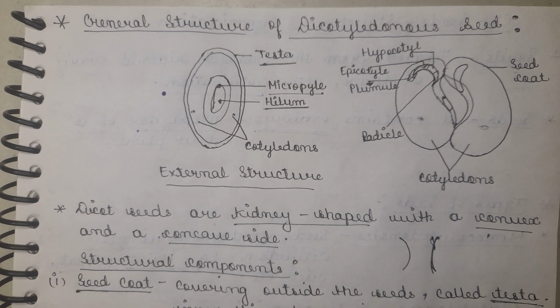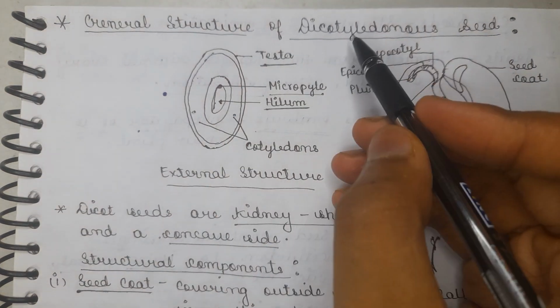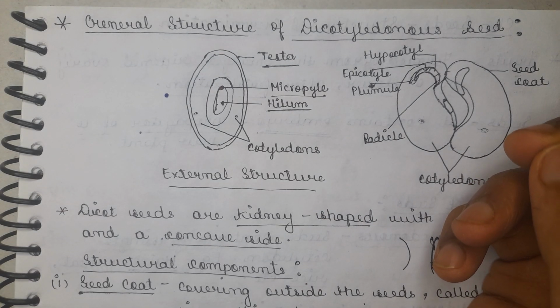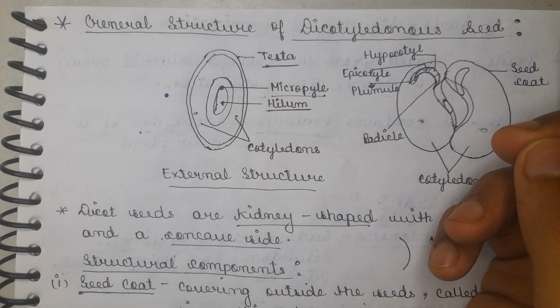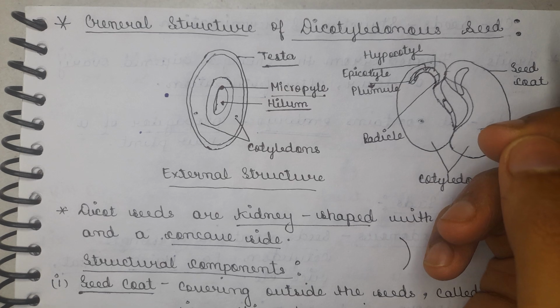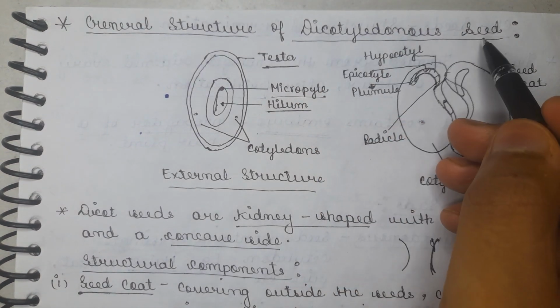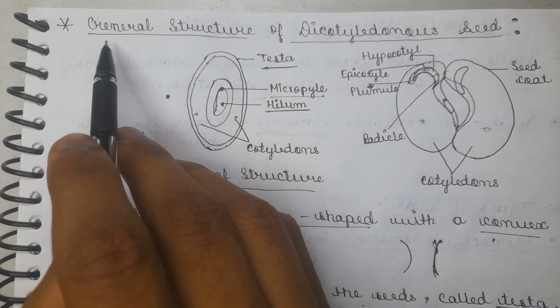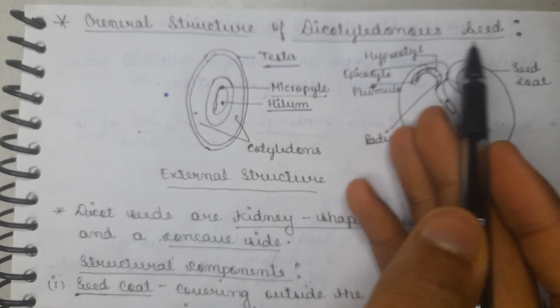Hello everyone, in today's video I am going to explain the structure of dicotyledonous seeds. In the previous lecture I had already explained the types of seed on the basis of the number of cotyledons. That was the monocotyledonous, and the second type, that is the dicotyledonous. So in today's video the topic is the general structure of dicotyledonous seeds.